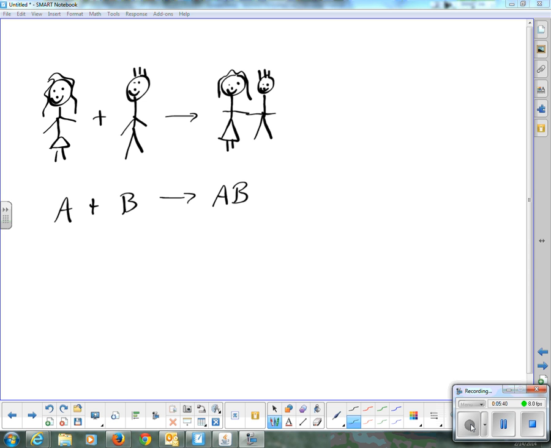So if a boy sits on one end of the classroom and the girl sits on the other end of the classroom, there's never going to be a reaction. There has to be some energy involved. They have to get up and get moving.